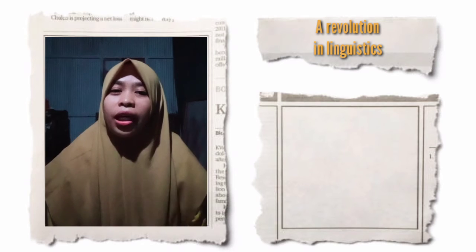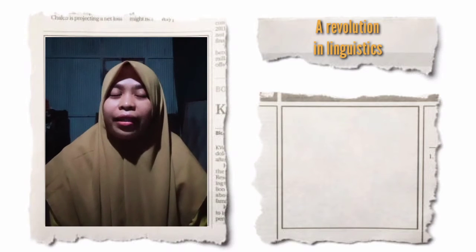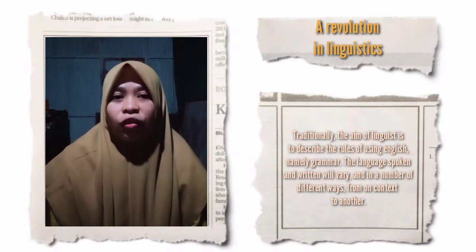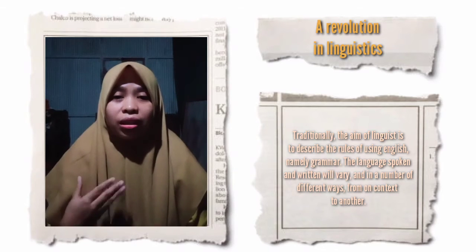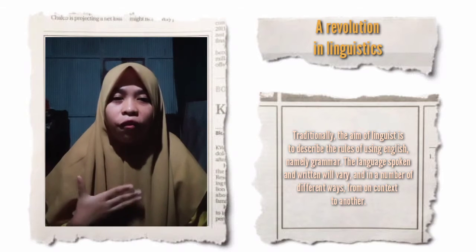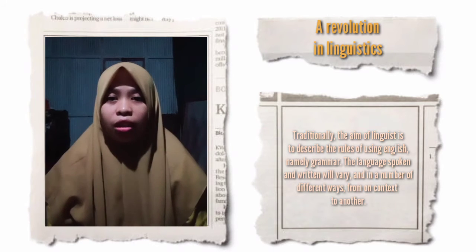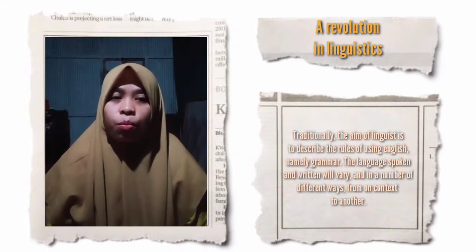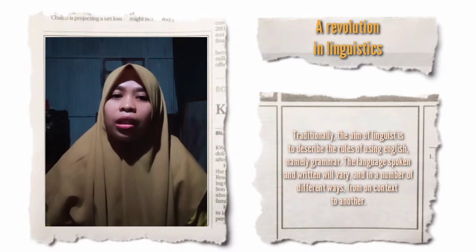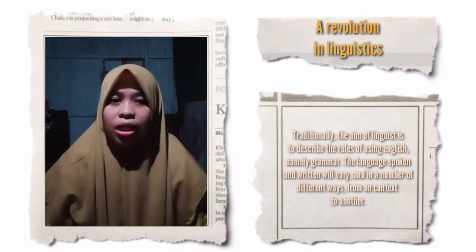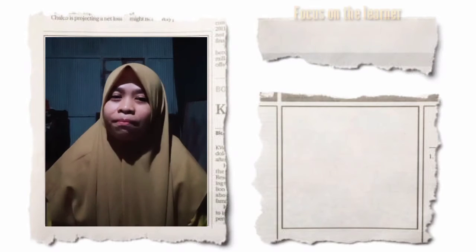Number two, revolutions in linguistics. Traditionally, the aim of linguists is to describe the rules of using English, namely grammar. The language spoken and written will vary in a number of different ways from one context to the other.